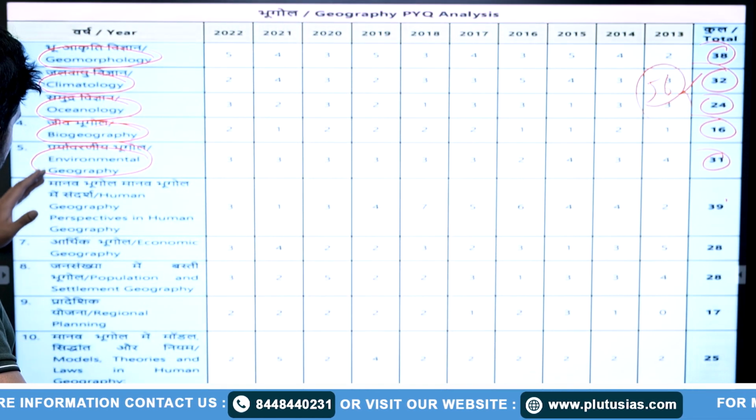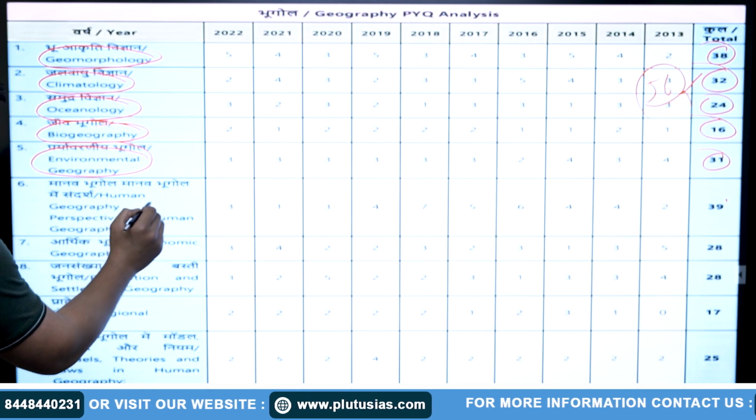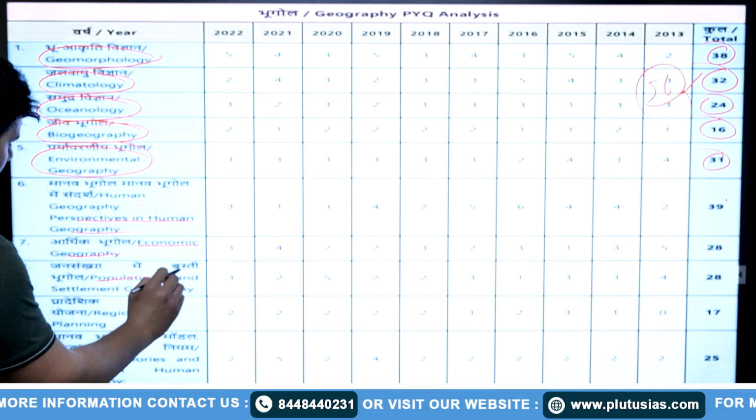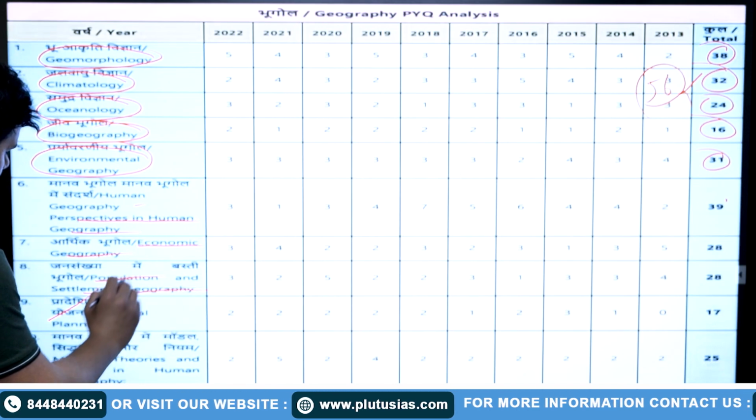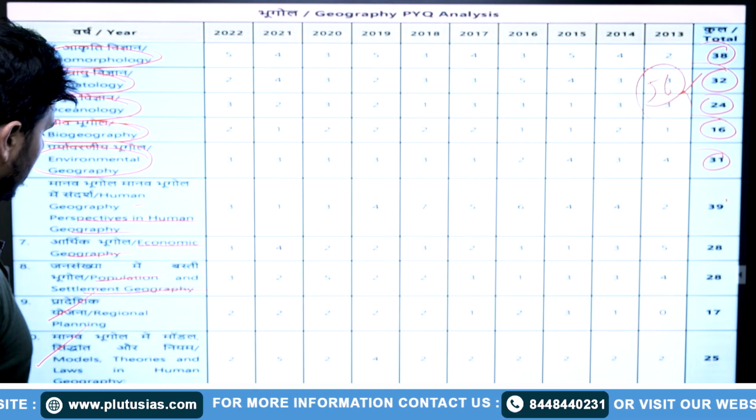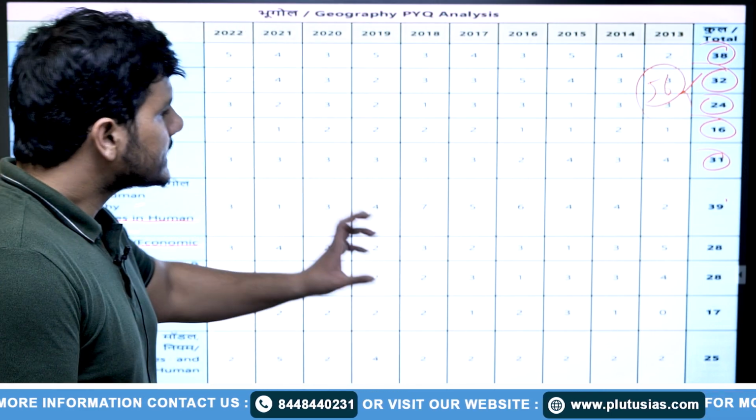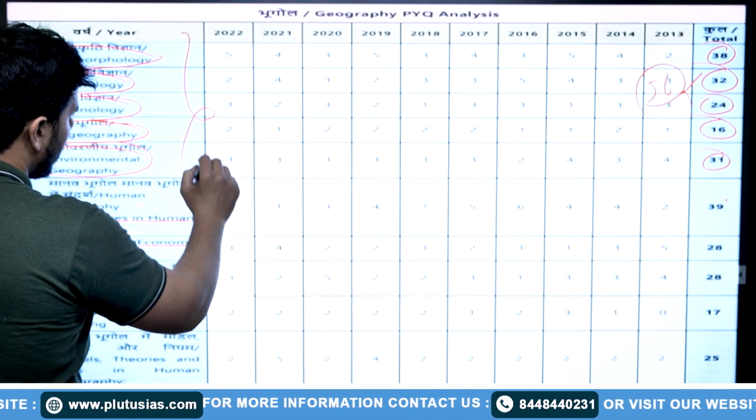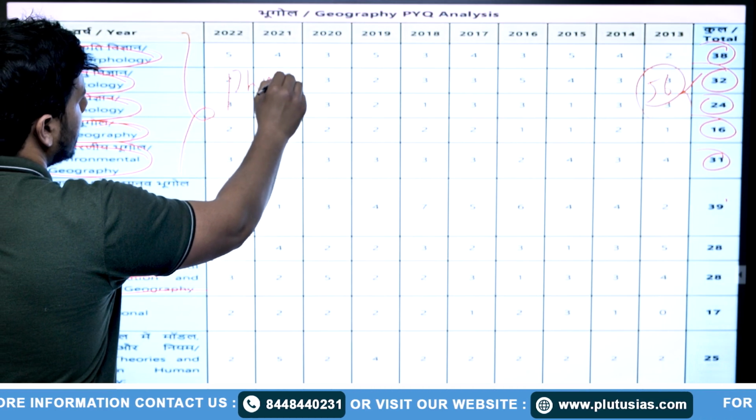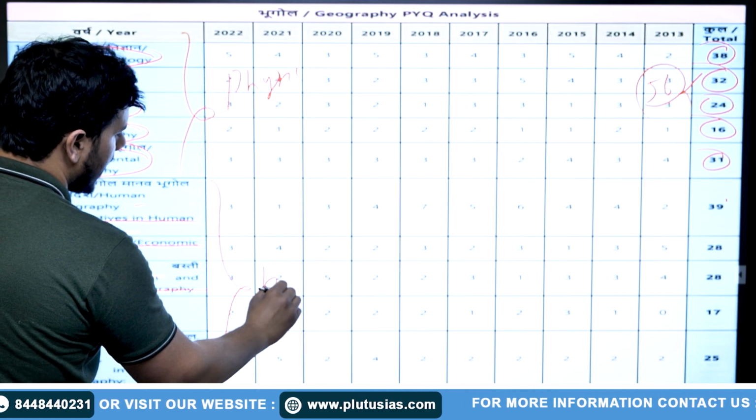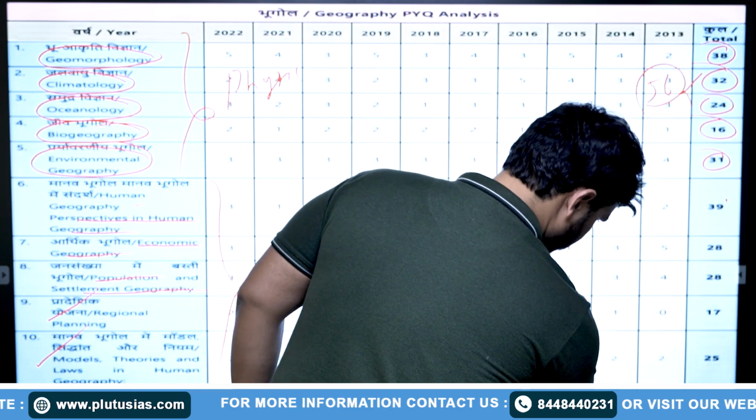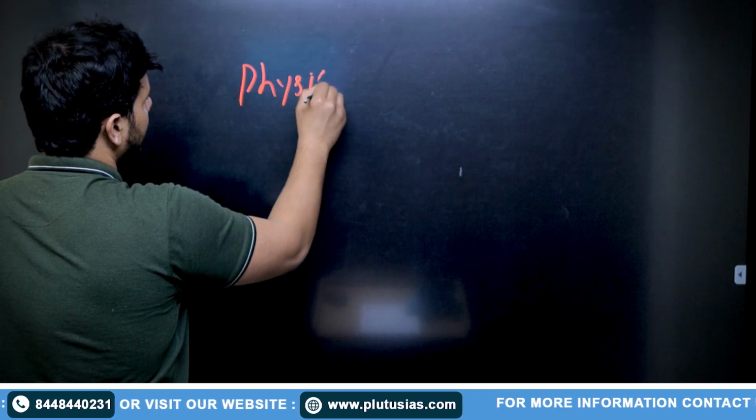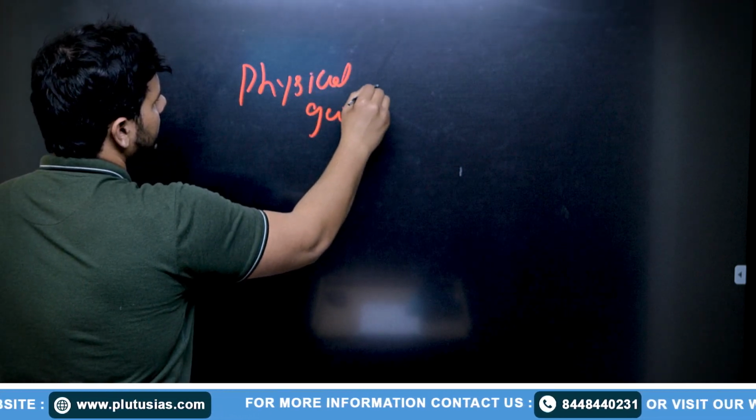Now coming to the human geography part. You have perspectives in human geography, economic geography, population and settlement geography, regional planning, and models, theories and laws in human geography. Now look, what is the difference between geomorphology, or physical geography, and this human geography part? I will tell you. Just give me a second. When it comes to the physical geography portion, that is paper A, it is what? It is technical.